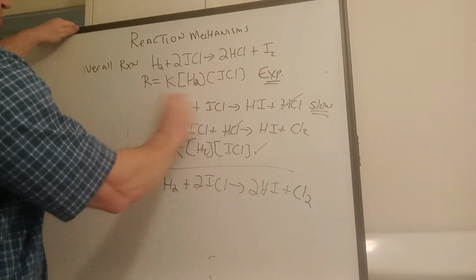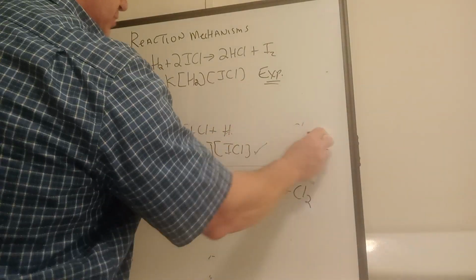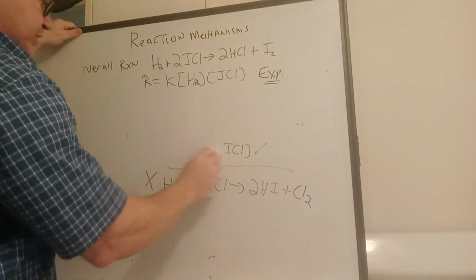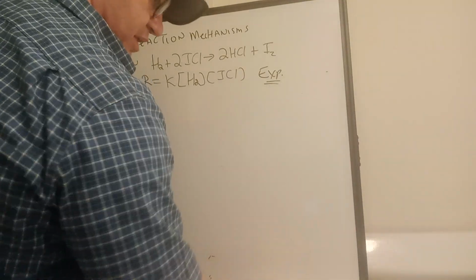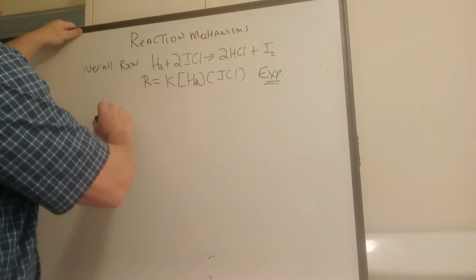So far, so good. So 2 losers. Maybe we have a winner in here. That's something that looks plausible. So let's go to mechanism 3.